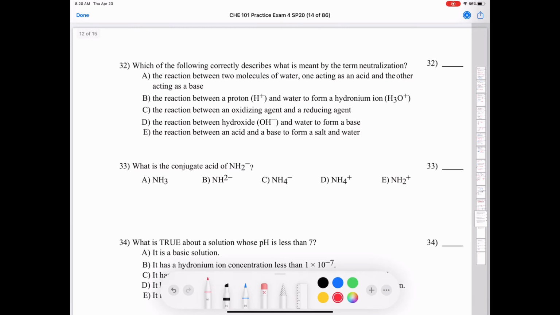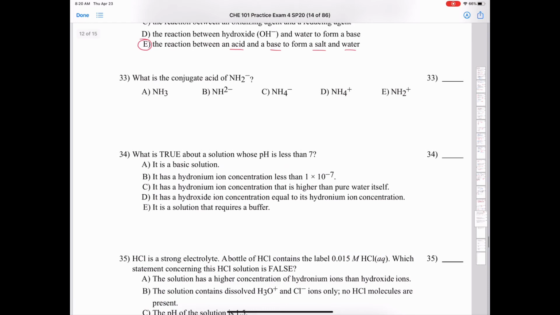Question number 32. Which of the following correctly describes what is meant by the term neutralization? You should have the term neutralization memorized, and a neutralization is when you react an acid and a base to produce a salt and water. That's a definition that all chemistry students should be aware of, and that is described by E, the reaction between an acid and a base to form a salt and water.